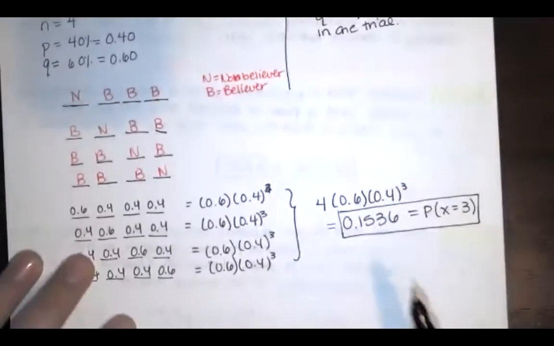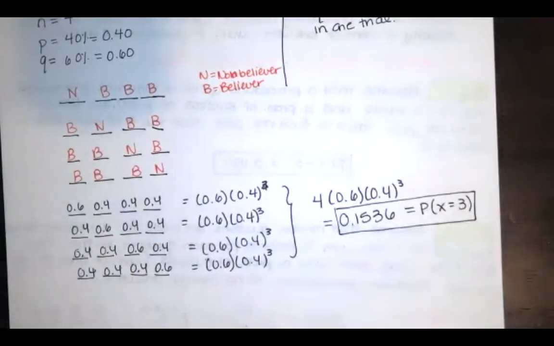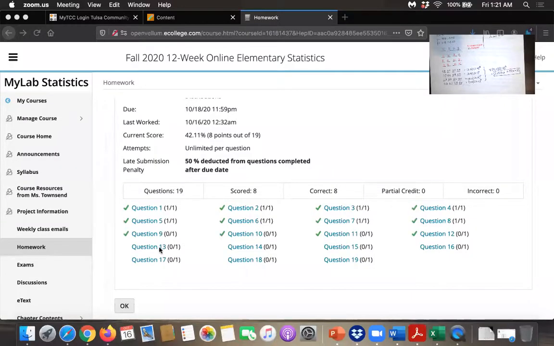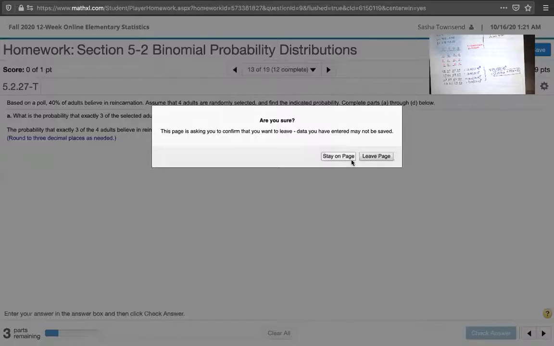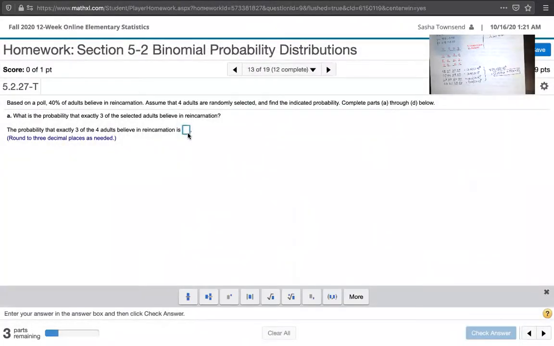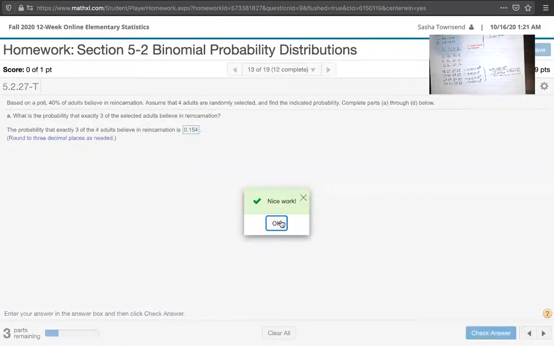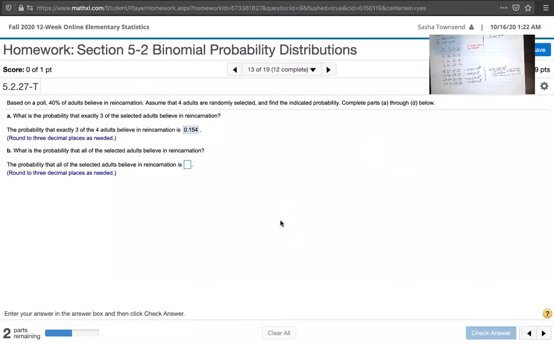Okay, so the answer was 0.1536. Let's go back to the homework. And the question says, round to 3 decimal places as needed. So I will round to 0.154. All right, great. Now let's answer the second question.